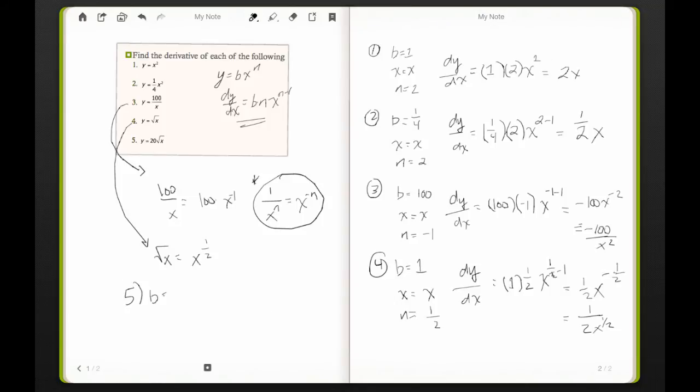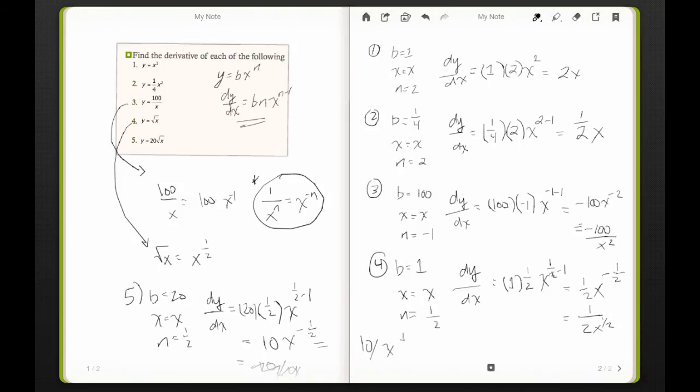And then finally, let's put 5 over here. b is equal to 20, x is equal to x, and n in this case is equal to 1/2 again. I plug it into the formula and get dy/dx is equal to 20 times 1/2 times x to the 1/2 minus 1. I simplify this and get 10x to the negative half. You can leave it like this, or simplify it further. It doesn't matter because the two are exactly equivalent: 10 divided by x to the half.